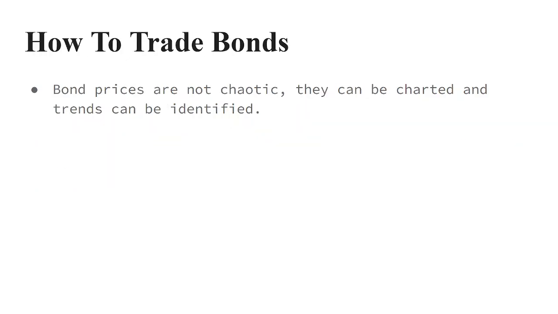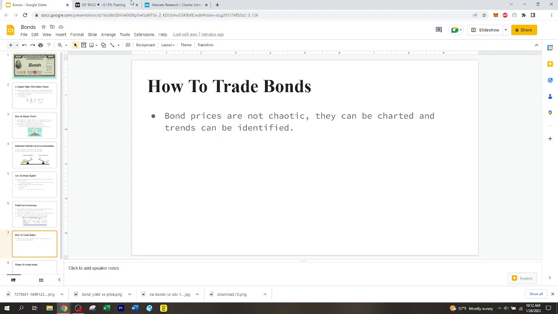So how do we trade bonds? Bonds are traded just like equities. If a price can be charted, it can be identified to find that trend. So let's take a look at a couple charts.